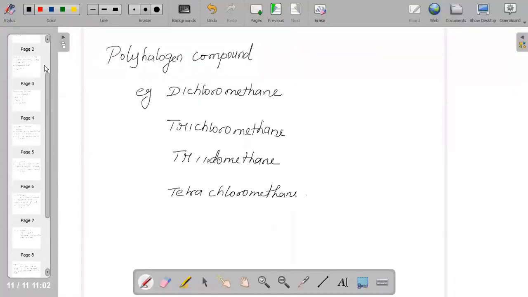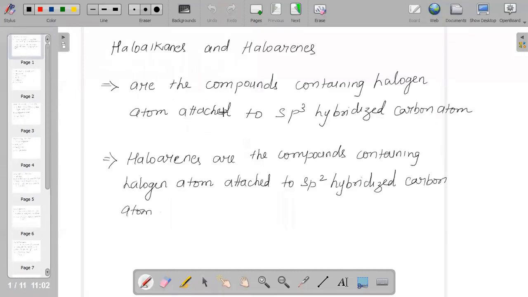A haloalkane is a compound containing a halogen atom attached to an sp3 hybridized carbon atom of an alkyl group. And haloarenes are compounds containing a halogen atom attached to an sp2 hybridized carbon atom.